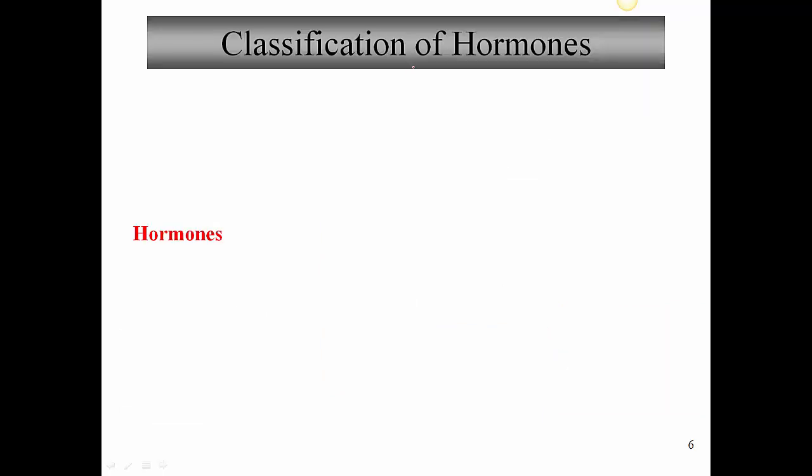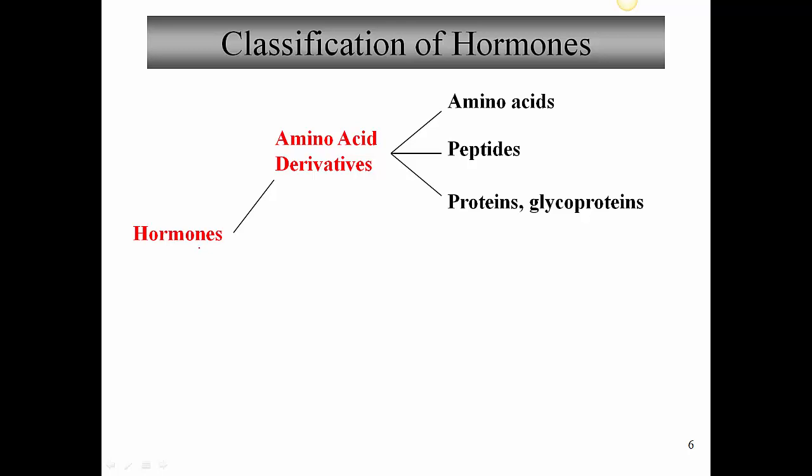So let's talk a little bit about the chemistry of hormones. And to do that, we want to first classify the hormones and break them down into a couple of major groups. So we can take the hormones and we can divide them chemically into amino acid derivatives. These are going to include hormones that are like amino acids, small groups of amino acids together, these are peptides. Proteins and glycoproteins are also included in this group. All of these are amino acid derivatives.